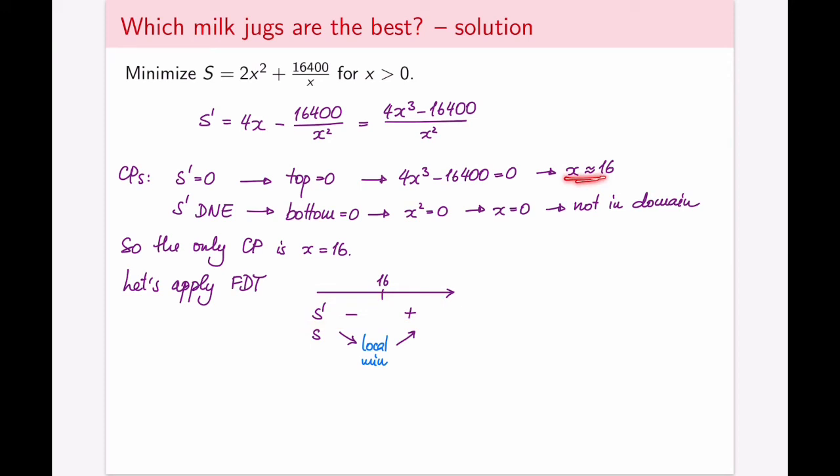As we've already discussed, this is my only critical point, and I noticed that the derivative is negative for all the values up until 16. So the derivative is negative for all x less than 16 that are in the domain, so all x's that I care about. And I noticed that the derivative is positive for all x greater than 16. So up until 16, the function is always decreasing, and after 16, the function is always increasing.